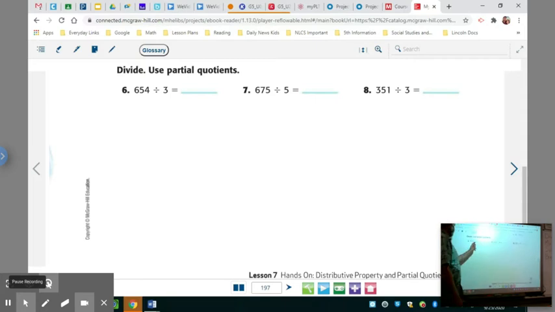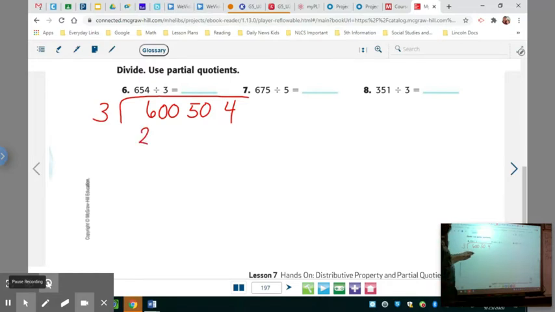Lauren, what are we going to break these 654 into? 600 plus 50 plus 4. Good. All right, Lauren. How many times can 3 go into 6? Twice. That's 200. Okay. And then how many times can 3 go into 5? Once. So we put a 10. So here's the problem, though, because those other ones went into it evenly. But when we use partial quotients, it doesn't work that way.